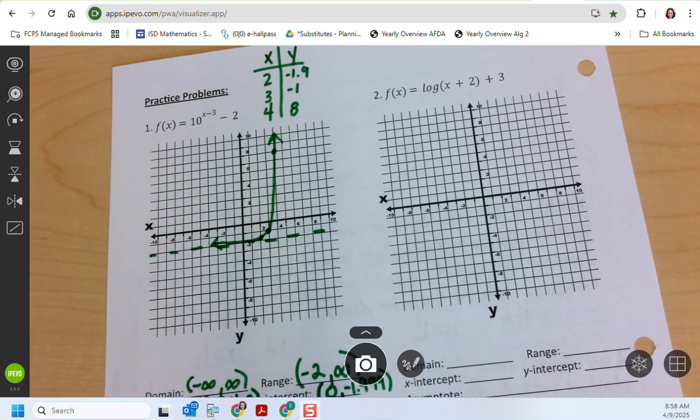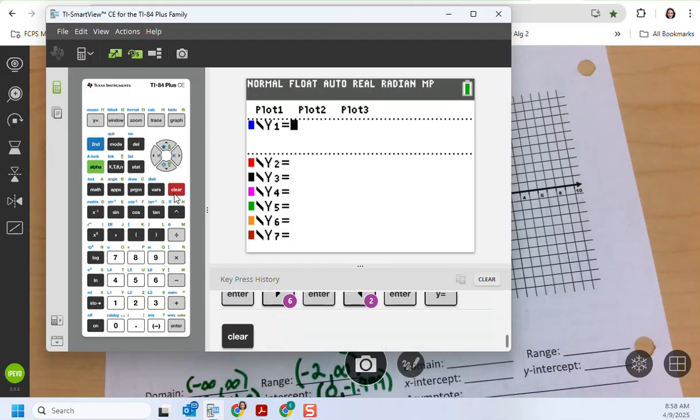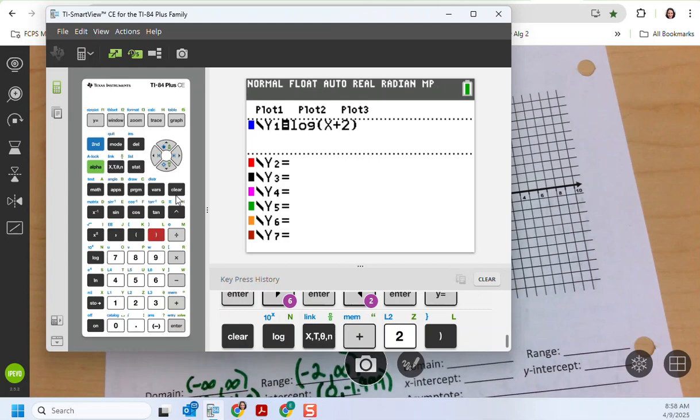All right, we're graphing number 2. We can take a look at the shape on your calculator. Y equals clear, log of x plus 2, plus 3.